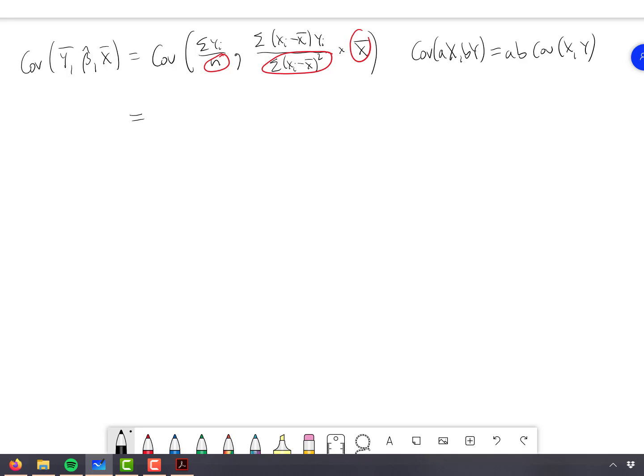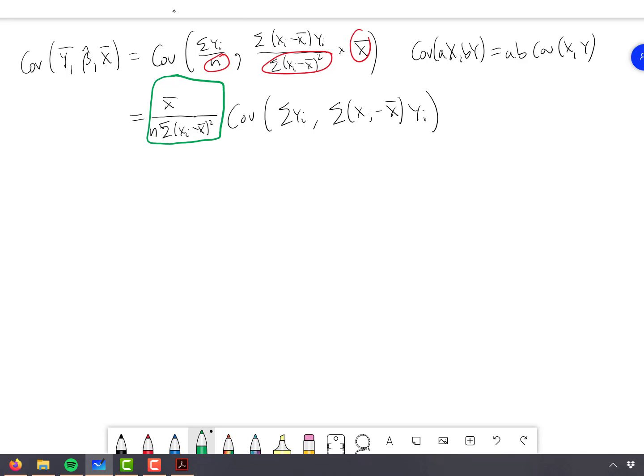So we'll rewrite this just to get those terms out of the way to work with the meat of the problem. What we'll see here is that we'll really have x bar divided by n times the sum of xi minus x bar squared, times the covariance of the sums of our yi and the sums of our xi minus x bar times yi. Now, one of the things we're going to note moving forward is that this term here is just a constant nuisance parameter. So from here on out we're just going to represent it by a lowercase c. That way we don't have to keep rewriting it over and over again.